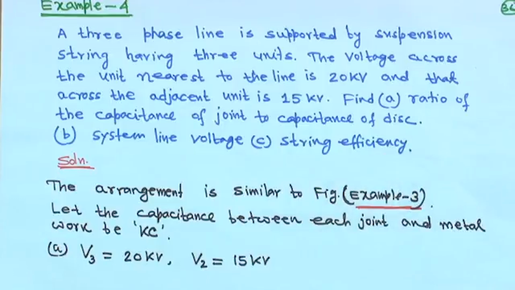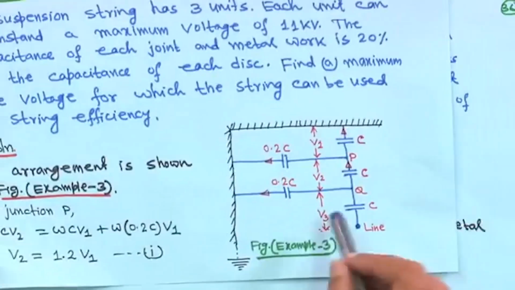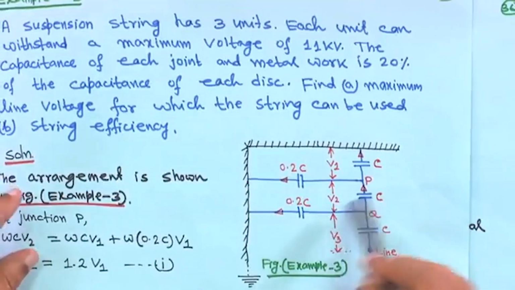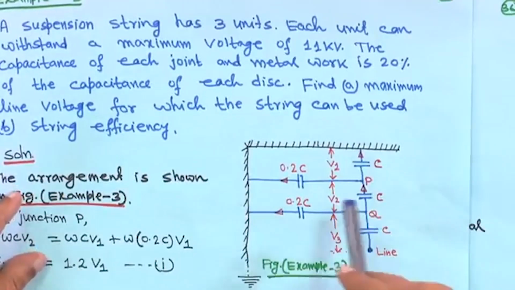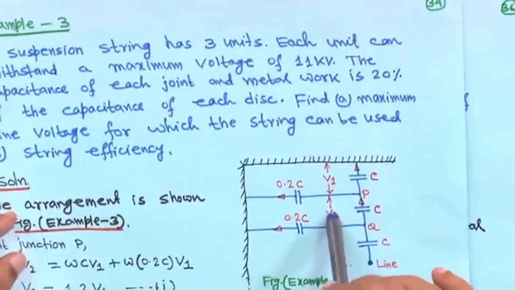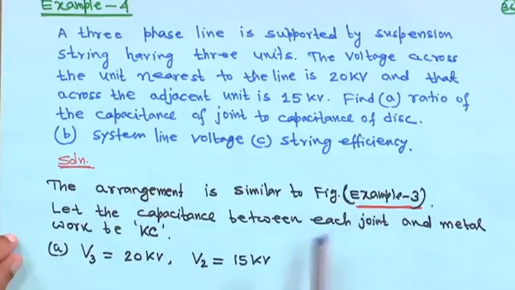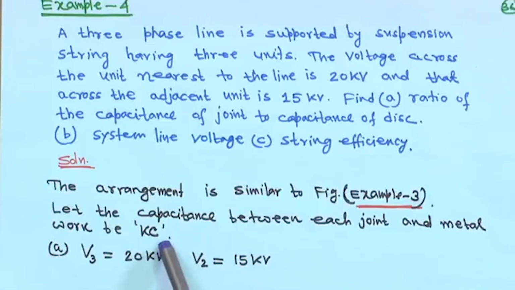So, it has given a suspension string of a 3-phase line with 3 units. The diagram is similar to example 3, but the numerical data and other things are different. So, the arrangement is similar to the figure of example 3. Now, let the capacitance between each joint and the metal work be Kc. We have to find out K first.